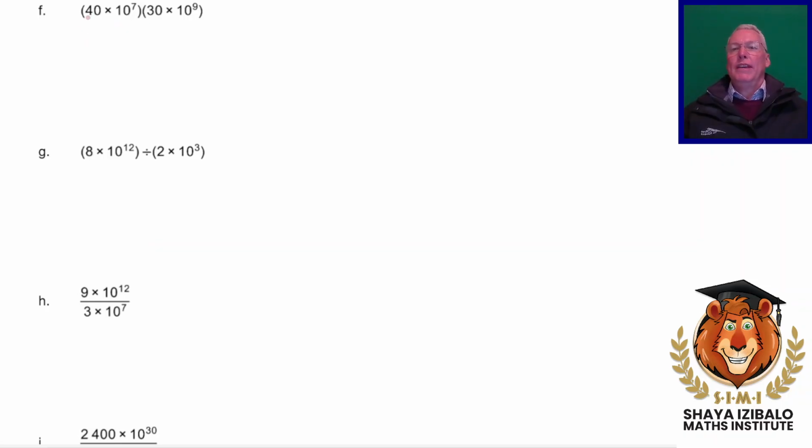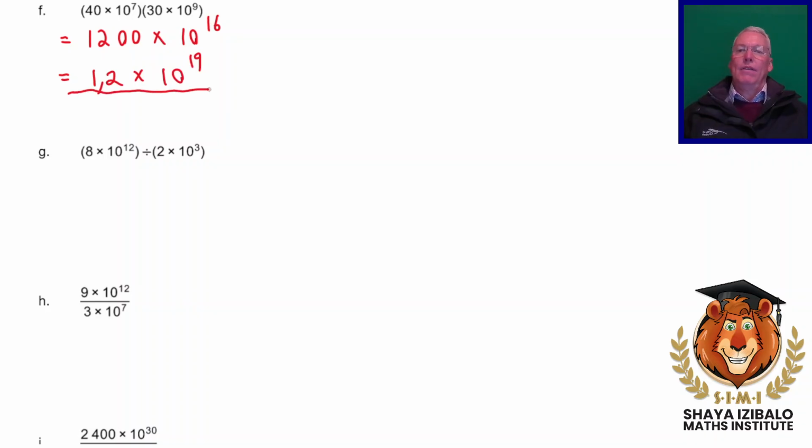40 times 30. Well, 4 times 3 is 12, and then there are 2 tens, so that's 1200. And altogether, we've got 16 tens. 1200 times 10 to the 16. Okay, now this is not in scientific notation, so we're going to divide by 10 1, 2, 3 times. To compensate that, we need to multiply by 10 an extra 3 times there.